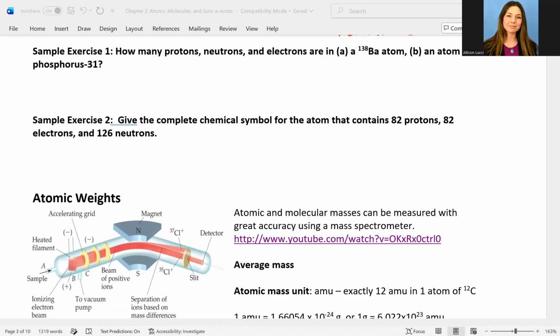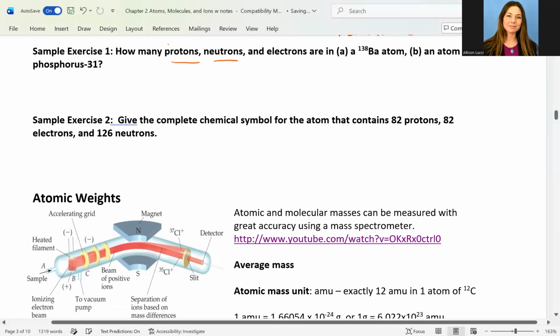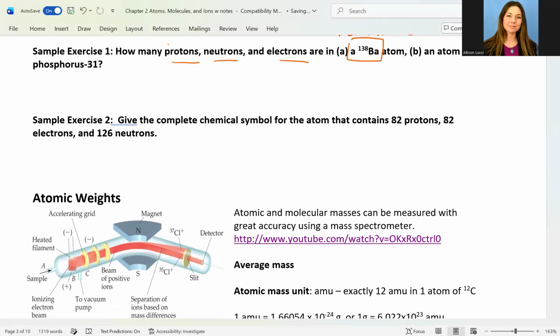In this video, we're going to look at sample exercise 1, and it asks us to determine how many protons, neutrons, and electrons are in a specific atom here, designated as barium-138. So if you recall, when we talked about the elemental symbol and the notation used, we have Ba, that's our chemical symbol for barium.